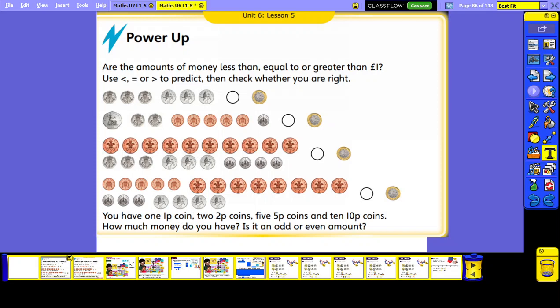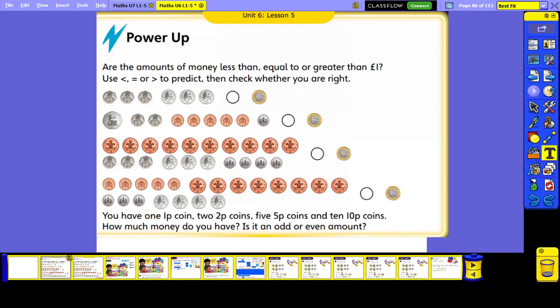Year three, we're looking at lesson 5 of unit 6. I hope you had a fantastic Wellbeing Wednesday yesterday, got up to some creative things and wrote some interesting literacy stories. But for now, let's crack on with our last lesson of money.